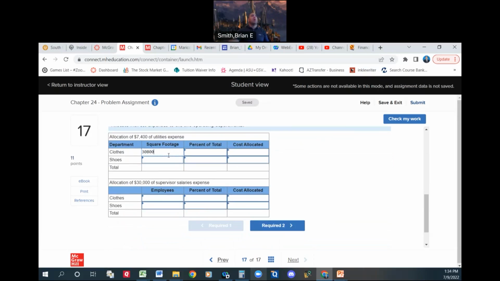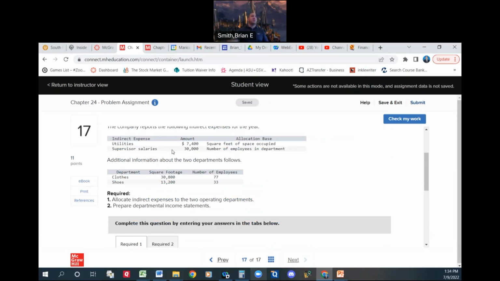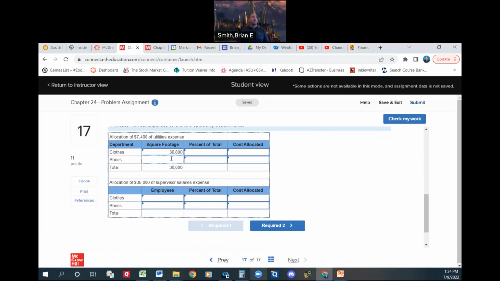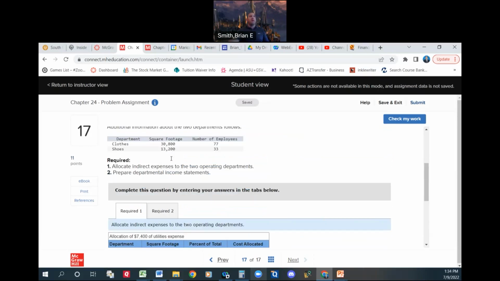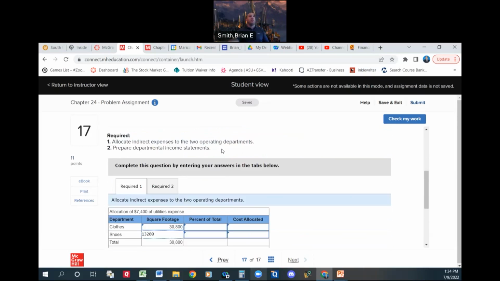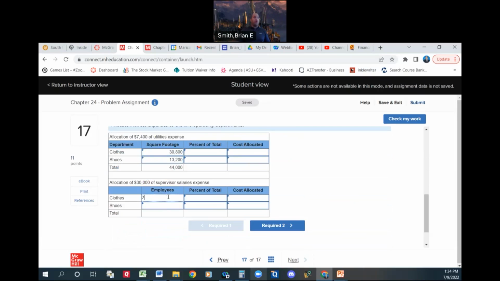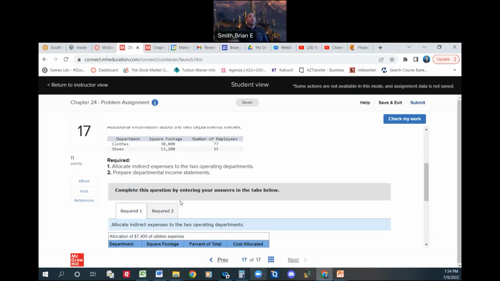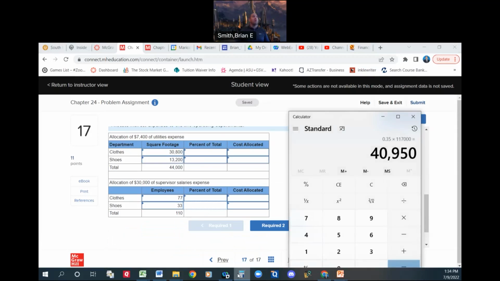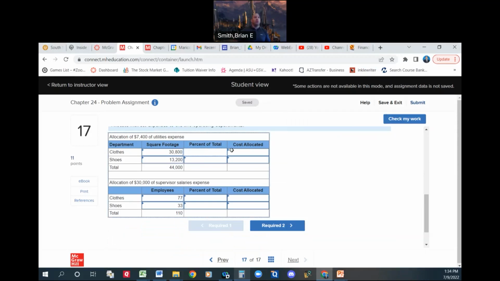3,800 for clothes. Shoes is 13,200. Okay, that is the total. Their number of employees for clothing is 77. And if I remember right, the other one was 33. Verify. 33, there it is. Okay, let's do the math here. 3,800 divided by 44. 70% of costs will be allocated to here. That means 30% will be allocated to the shoes.